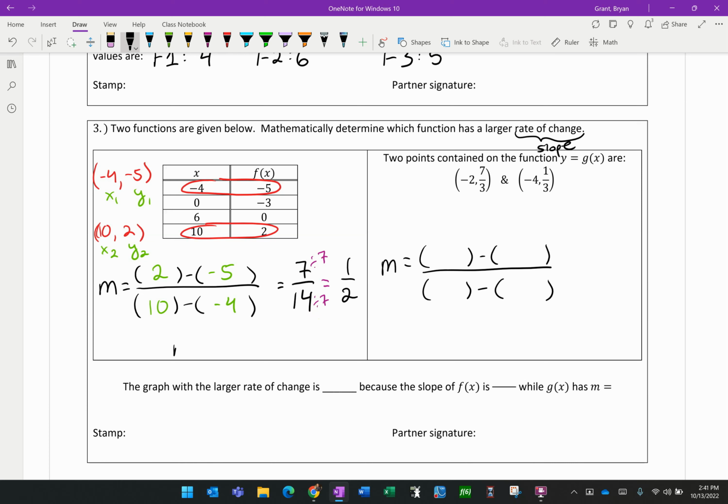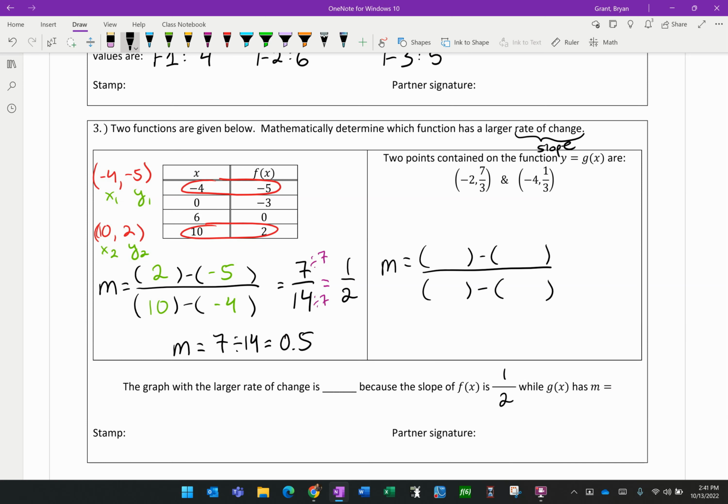However, if you weren't sure how to get that, we could have just done, on our calculators, 7 divided by 14, and your calculator would get you the decimal 0.5, which is the same as 1/2. And what you'll find is for any of these combinations of points over here, they will all reduce to 1/2 or give you the decimal of 0.5. It does not matter which combination you use. So we know that our first one, the slope of f of x, was 1/2.